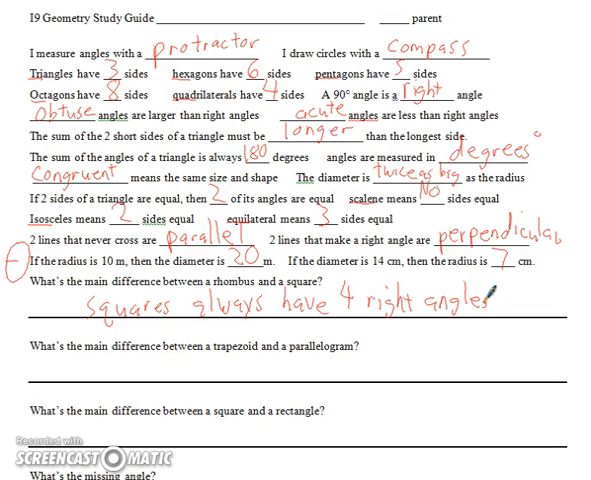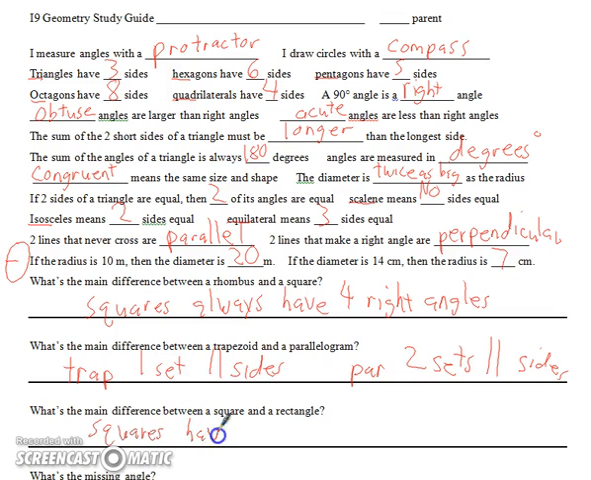Main difference between a trapezoid and a parallelogram. Trap, 1 set of parallel sides. Parallelogram, like it sounds, has 2 sets of parallel sides. It's basically parallel all over. Main difference between a square and a rectangle. Squares have 4 equal sides, and rectangles don't.